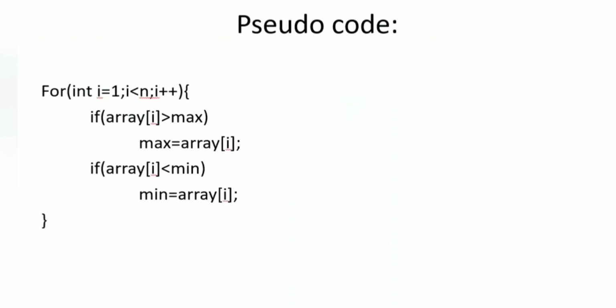Let us understand the pseudocode. For int i equals 1; i less than n; i plus plus. If array of i is greater than max, as per the algorithm, we will update the max. And similarly, if array of i is less than minimum, we will update the minimum. Let's make a dry run for our code.